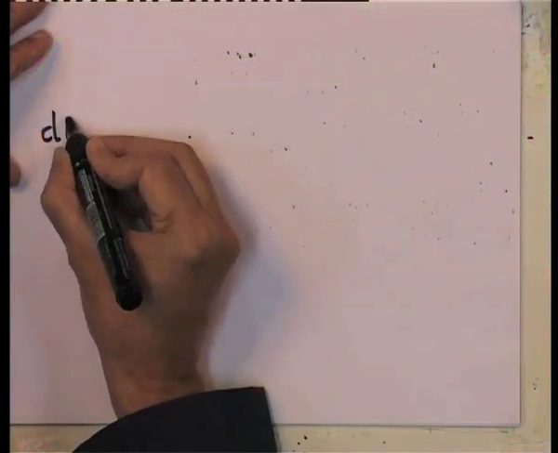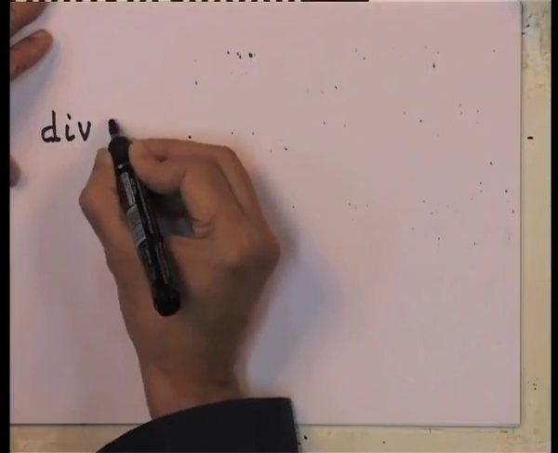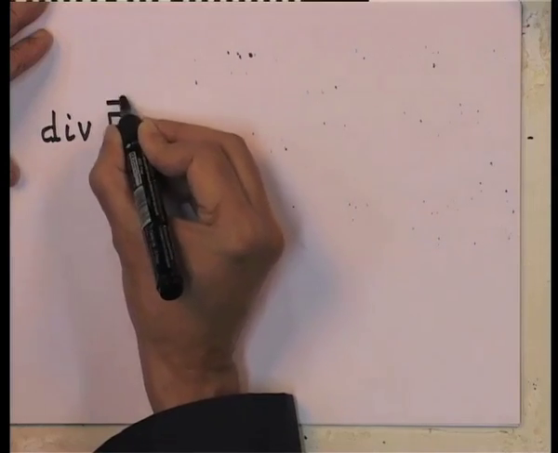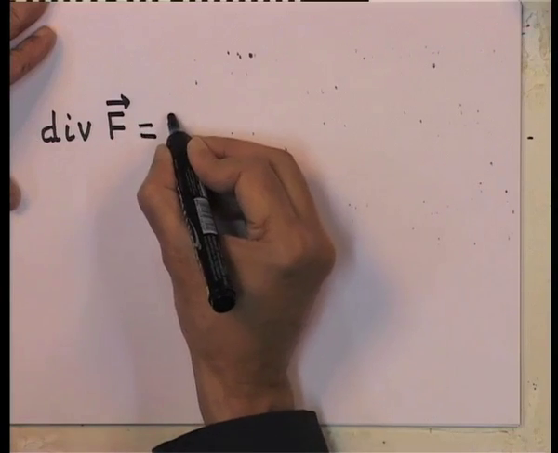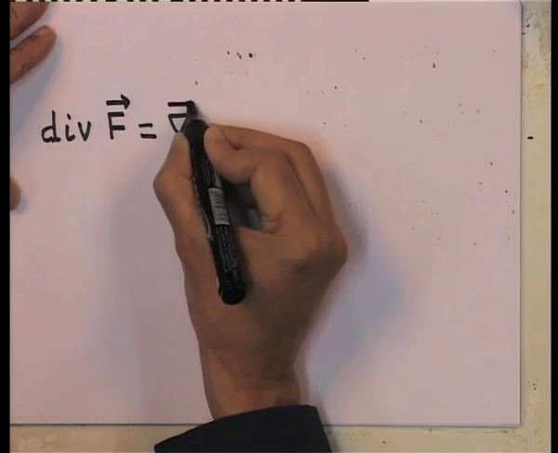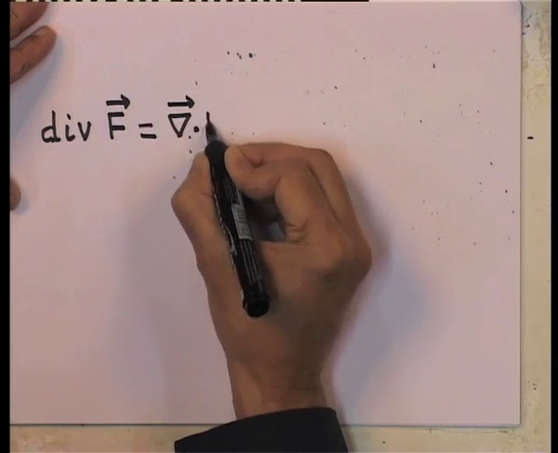Now, divergence of the vector field is written as div F. One also writes it, for reasons that will become clear, as del dot F.